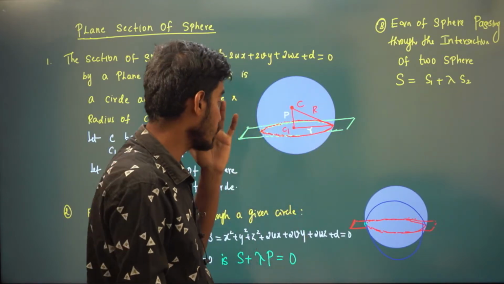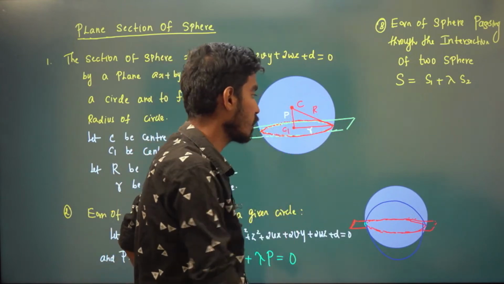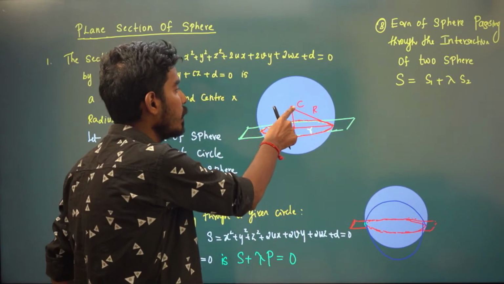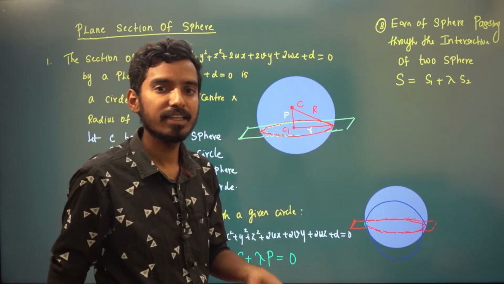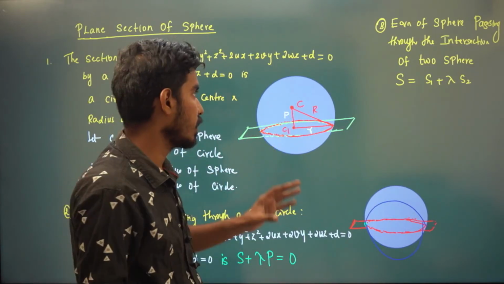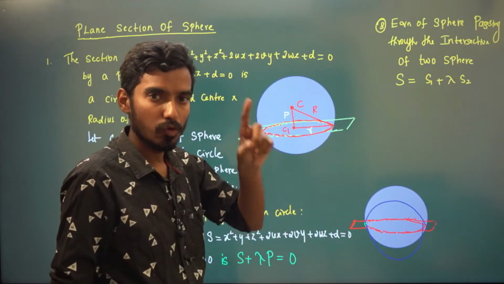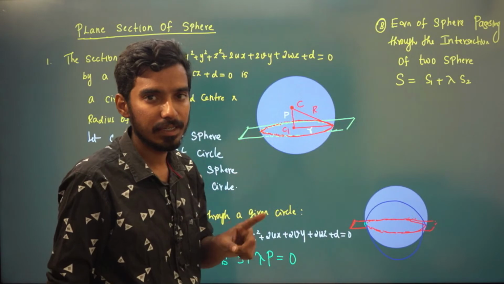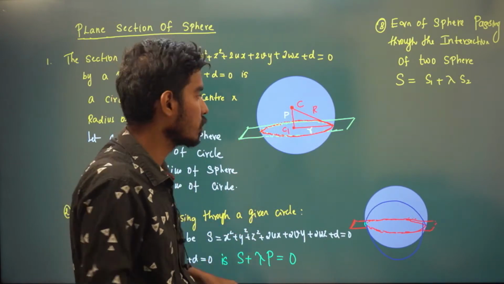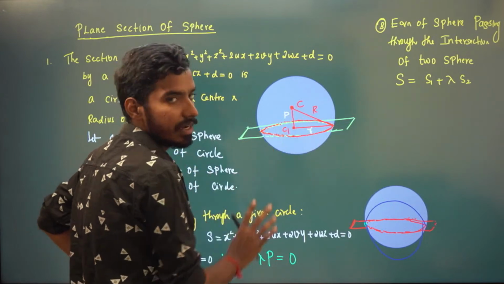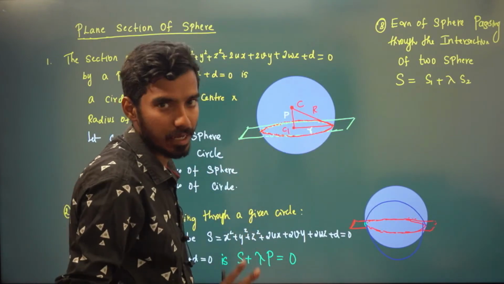That is what we discussed in the previous class: how to find the center of the circle and how to find the radius of the circle. Now let capital C and capital R be the center and radius of the sphere, because they will give a sphere and a plane. From that sphere, you can find the center and radius using the known formulas. Capital C is the center of the sphere and capital R is the radius of the sphere.